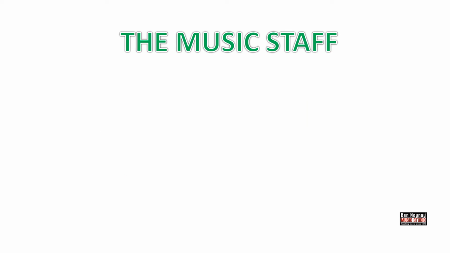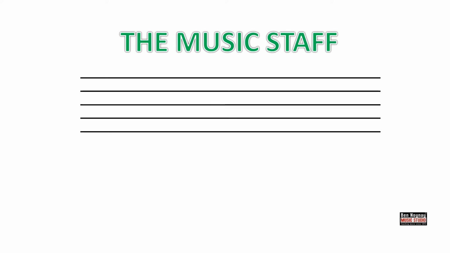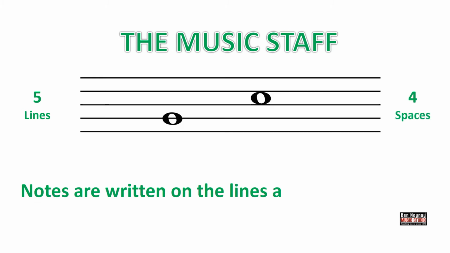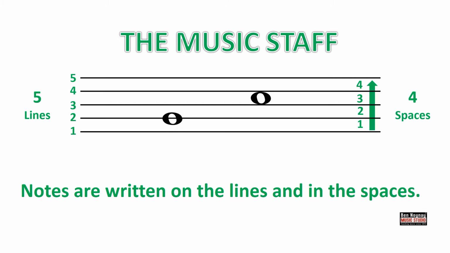Secondly, we look at the music staff. The music staff consists of 5 parallel lines. Notes are written on these lines and in the spaces between them. Now, it is very important that we count the lines and spaces starting from the bottom going to the top and not the other way around. In other words, the bottom line is the first line and the top line is the 5th line. The bottom space is the first space and the top space is the 4th space. This is very important as we begin to study the position of notes within the music staff.